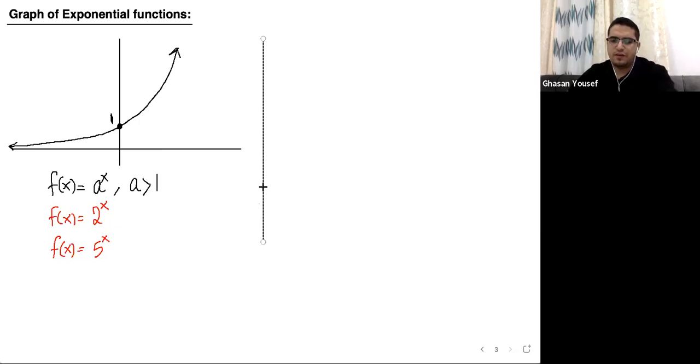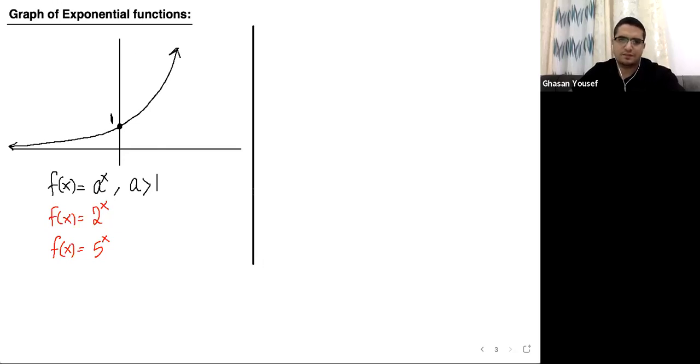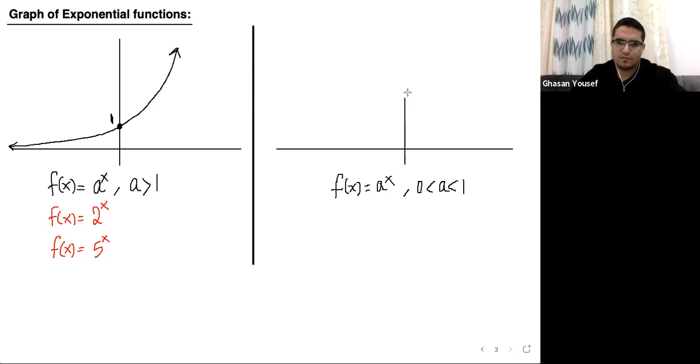Now, if the function is f of x equals a to the power x, and this a is between 0 and 1, the graph should be something like this.